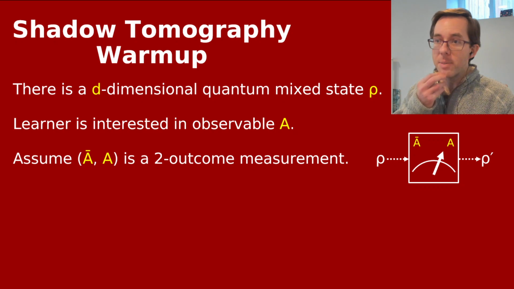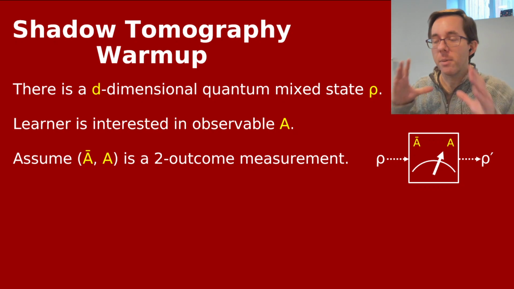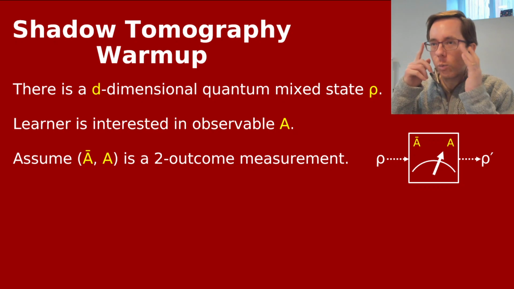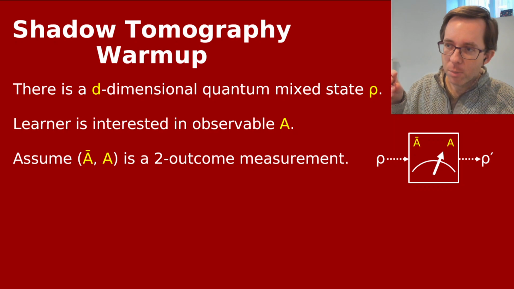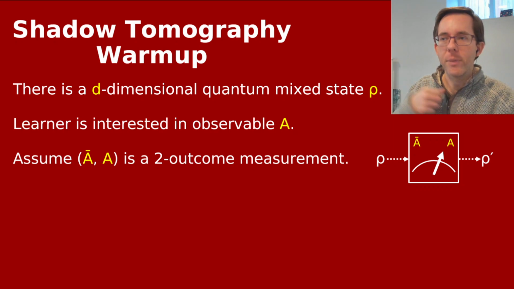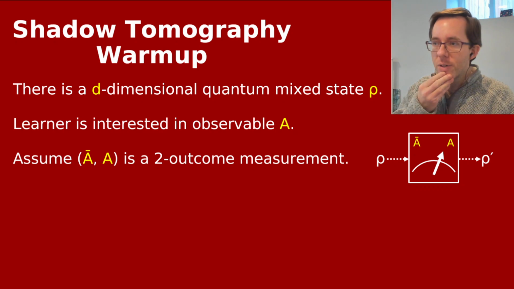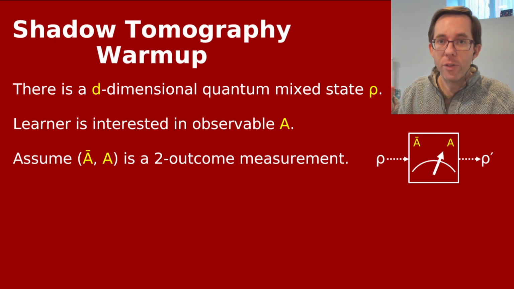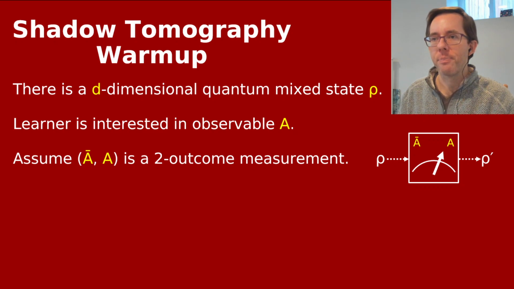And physically what this means is simply that you have some kind of measuring device with two labels on it, A and A bar. When you put a quantum state, your particles, into this device, the measurement outcome is either A or not A, and you learn whether A occurs. And the particles, when they come out, are in some collapsed state, rho prime. So measuring affects the state.